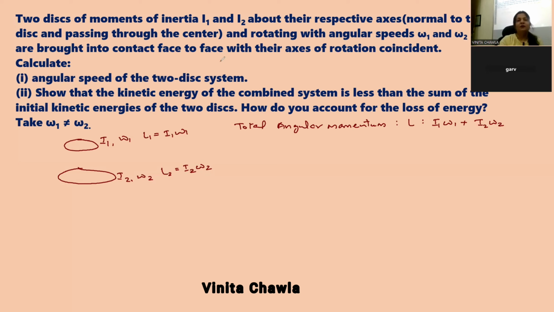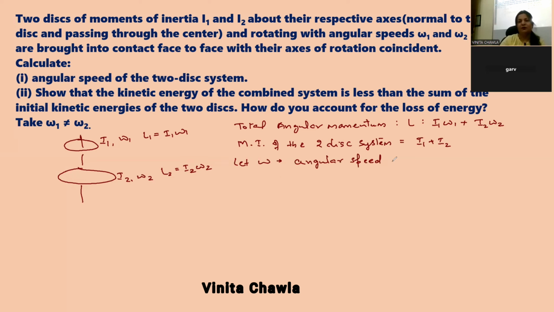See, now what is in this? They are brought into contact face to face with their axis of rotation coincident. So their axis of rotation is coincident and they are brought into contact face to face. So we can write the moment of inertia of the two disk system. Okay, so moment of inertia of the two disk system is I1 plus I2. Okay, if we assume that they are moving with the same angular speed omega, so omega is the angular speed of the combined system.